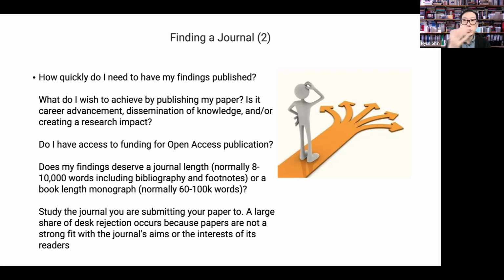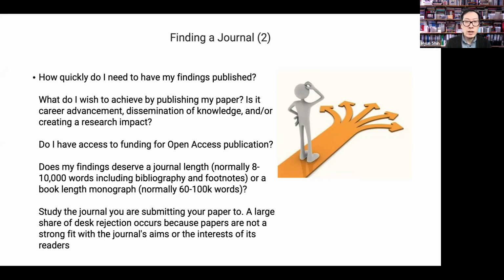So there are certain reputations some journals carry, and it will be helpful to ask around what the practices of each journal turn out to be by making inquiries among your colleagues. What I wish to achieve by publishing my paper is one very important consideration, for my own intellectual growth and also for career advancement.